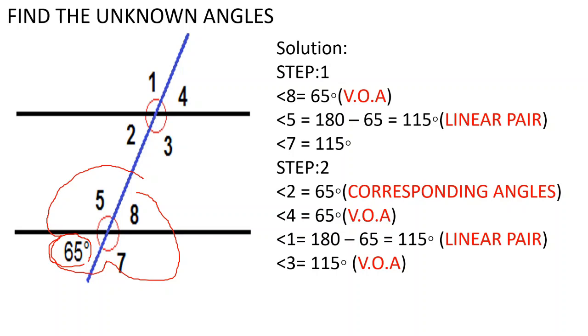So here two lines are intersecting. So angle 8 will be equal to 65 degrees, vertically opposite angles. So here I have written angle 8 is equal to 65 degrees, vertically opposite angles. Now coming to angle 5, it is a straight line you are able to observe. So 5 plus 8 will be equal to 180 degrees. So angle 5 will be equal to 180 minus 65, which is equal to 115 degrees. Now we have found all the four angles.